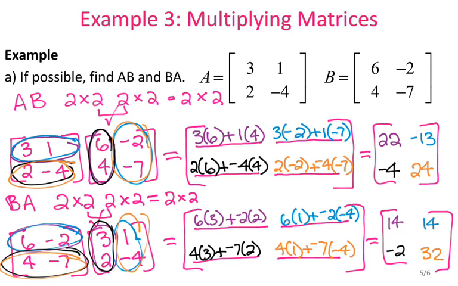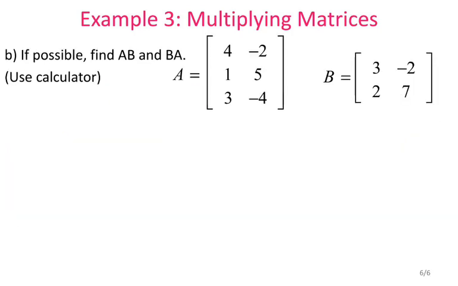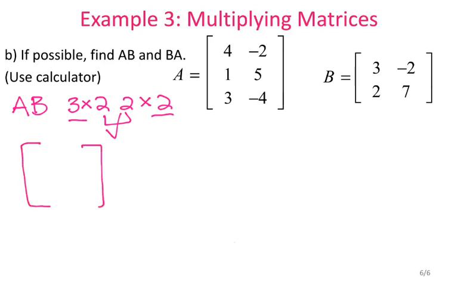All right, let's look at another one. For letter B, I'm actually going to do this one in the calculator, mostly because I don't want to work it all out by hand. Your calculator does have that capability, so you might as well take advantage of it. I want to do A times B first. A is a 3 by 2. B is a 2 by 2. Those two match, so the result is going to be a 3 by 2. That is 3 rows, 2 columns.